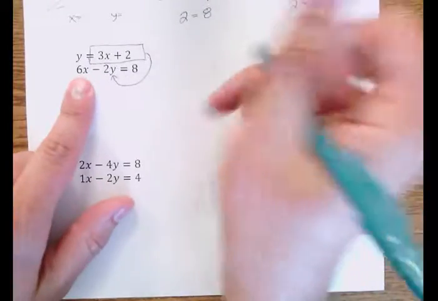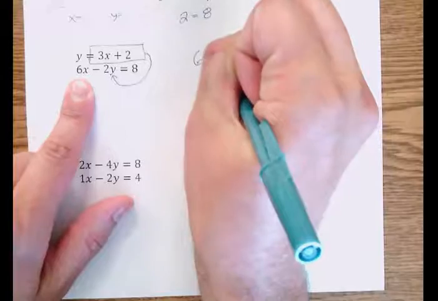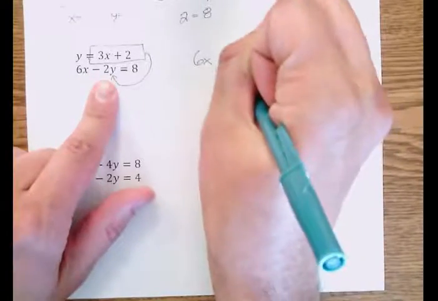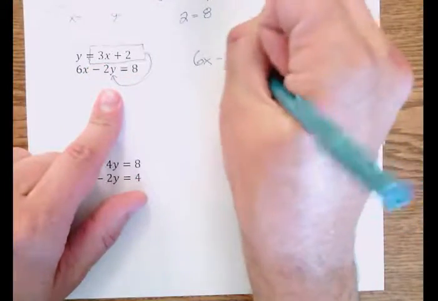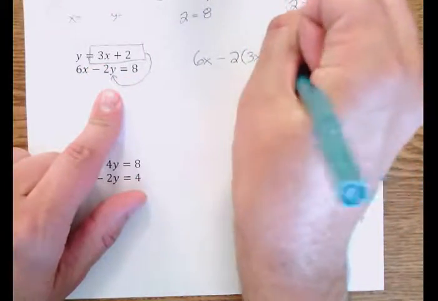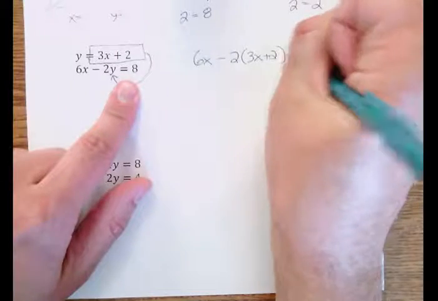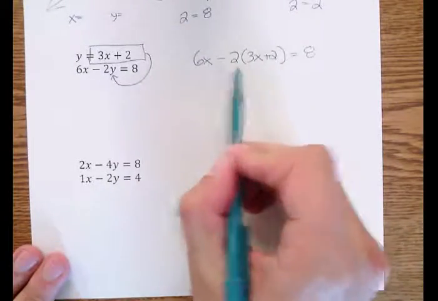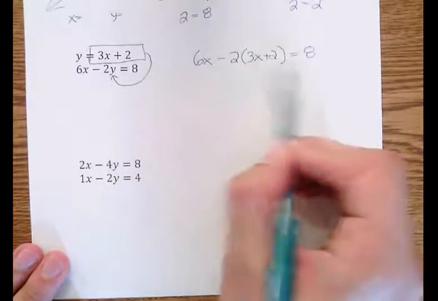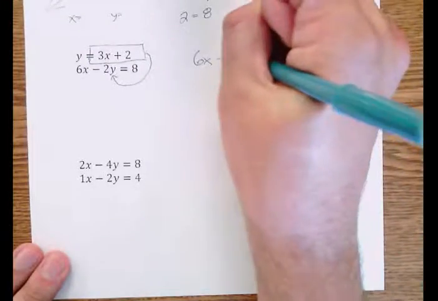So what this looks like is I have a 6x, I have a minus 2, and instead of y, I'm going to plug in 3x plus 2. And then we have equals 8. So that's substitution. All I need to do is solve for x here because all my y's are gone, just left with x. So I need to distribute first.